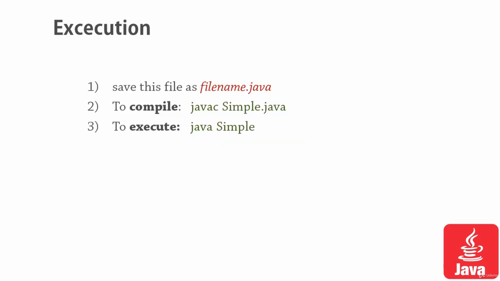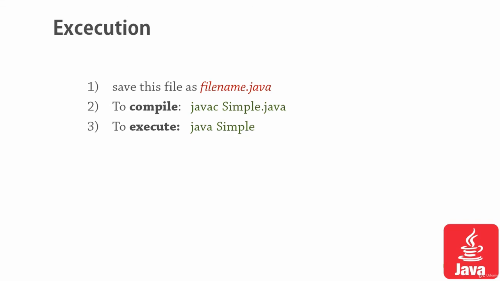When we are done with saving this file, we can open a command prompt and write a simple command, javac, which means Java compile this Java program, and provide the name of the file. If the file is located in the same directory, it will compile it. And if it is located in another directory, you need to provide a path name.